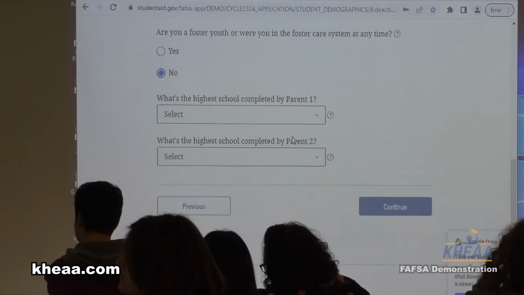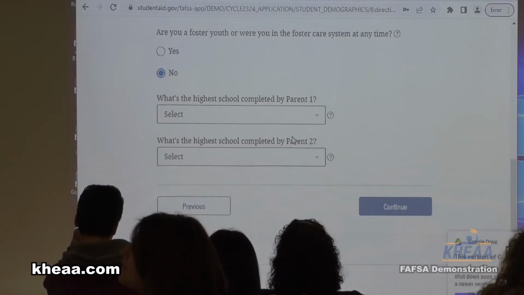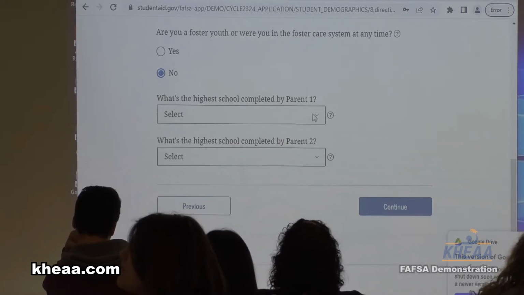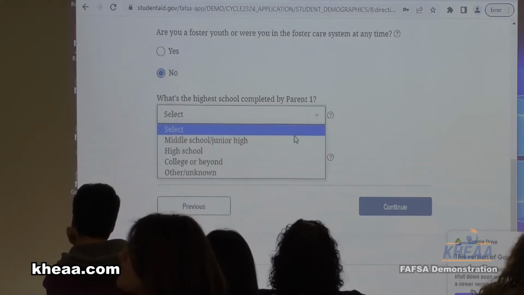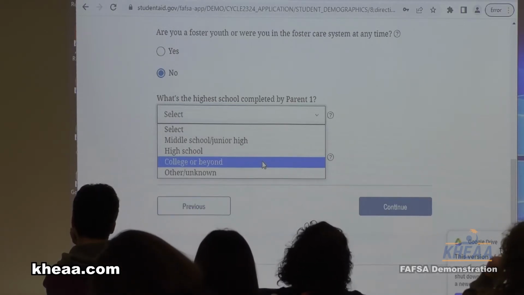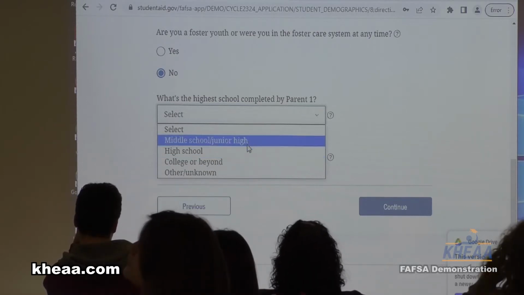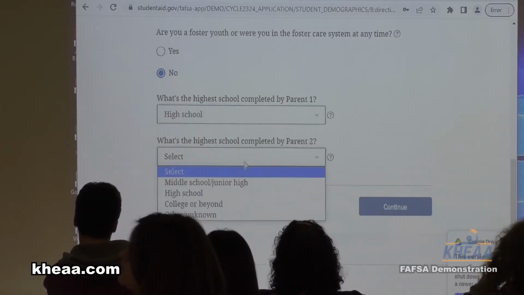The next question will be, what is the highest school completed by parent one? You have a list of things like middle school, junior high, high school, college, and beyond. I will say here that if your parents went to college but did not graduate, do not count it as college or beyond. It's a high school diploma because they did not graduate, okay? So in this case, I'm just going to put high school for both.